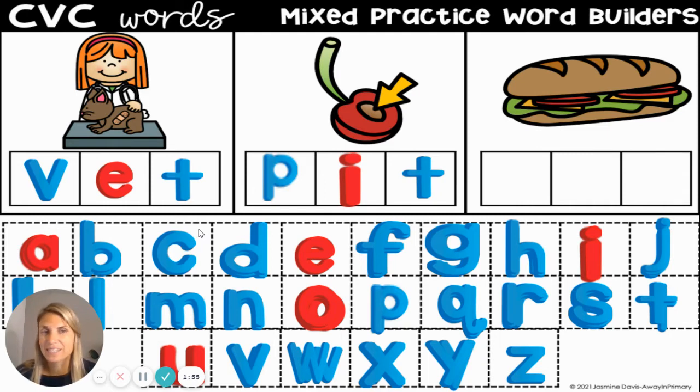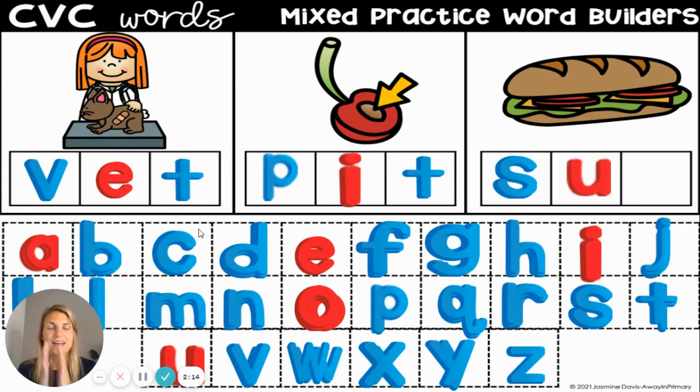All right, our last one. I want you to segment it on your own. This is a sub. So tell me the sounds in the word sub. There's 3 sounds. What are the sounds? Let's check it. S, u, b. There are 3 sounds.